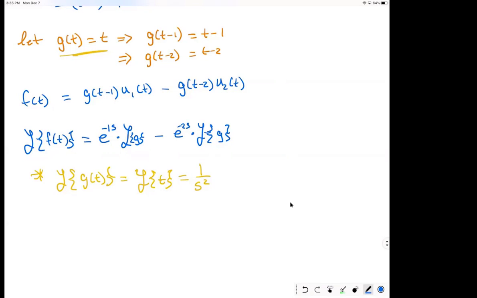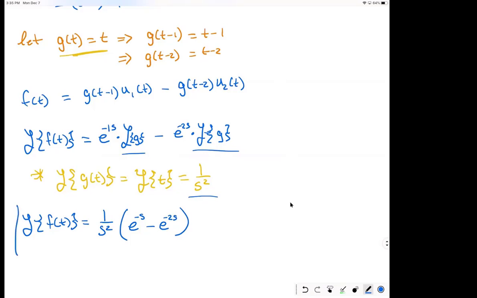So I have the Laplace transform of f of t is equal to, I factored out the Laplace transform of g, which is 1 over s squared, so 1 over s squared times e to the minus s minus e to the minus 2s. And that's my final answer. So that would be the Laplace transform of that problem.